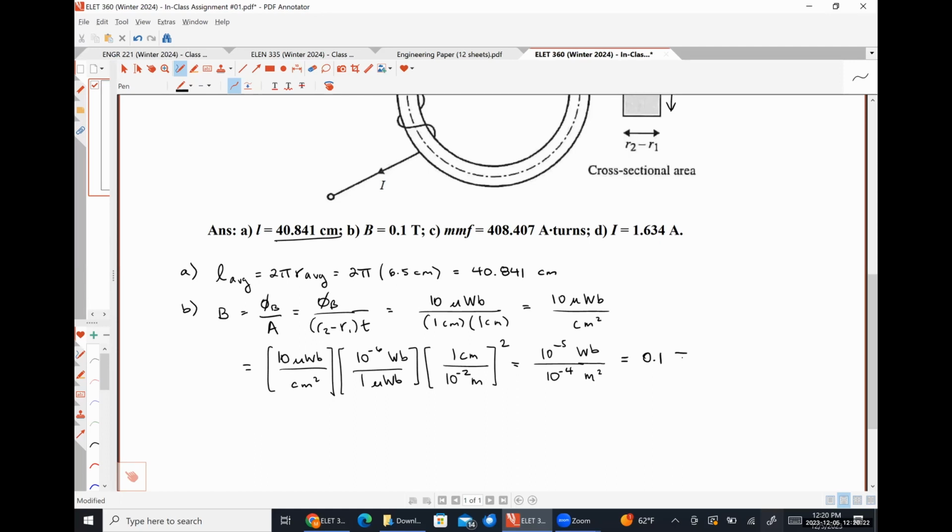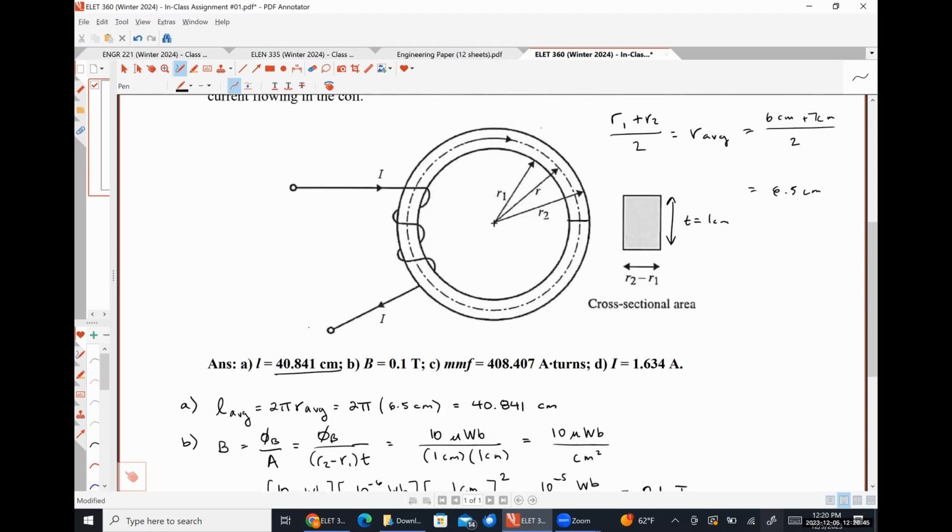And we know that a Weber per meter squared is simply a Tesla. So the units here can get kind of tricky. I'm trying to show you guys how to properly use our conversion factors and all of that kind of good stuff. So there's part B.